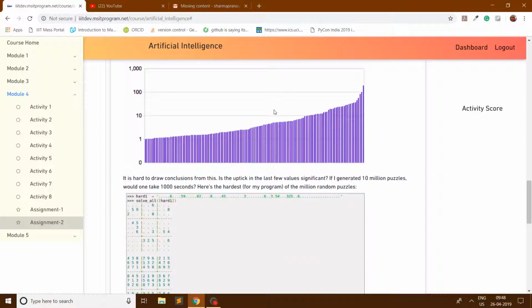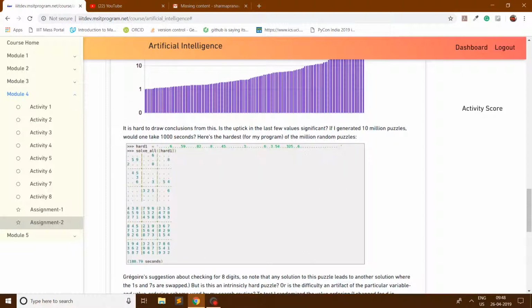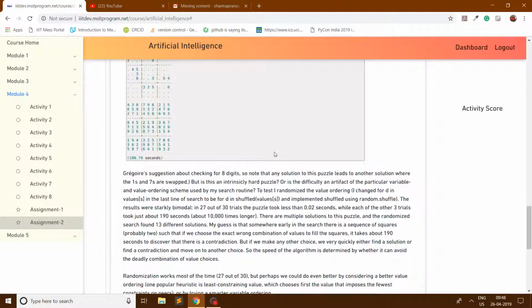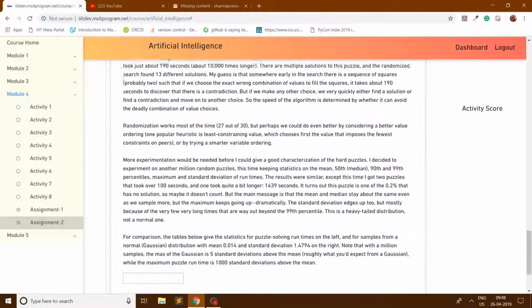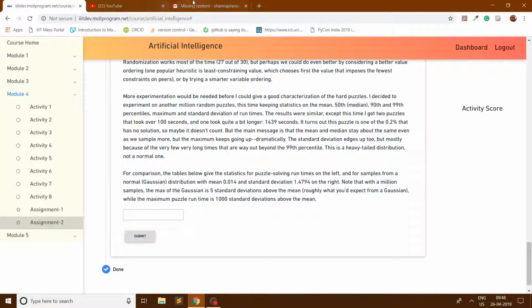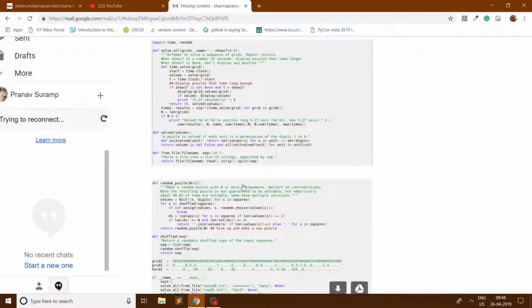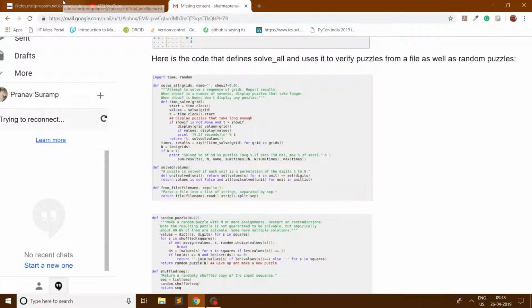It's hard to draw conclusions from this because this is a generalized example. That's the intelligent question he's trying to ask: if I generated 10 million puzzles, would it take 100 seconds to solve? So what he suggests is, is solving Sudoku puzzles an intrinsically hard problem, or can it be solved using programming techniques? So that's done and said.